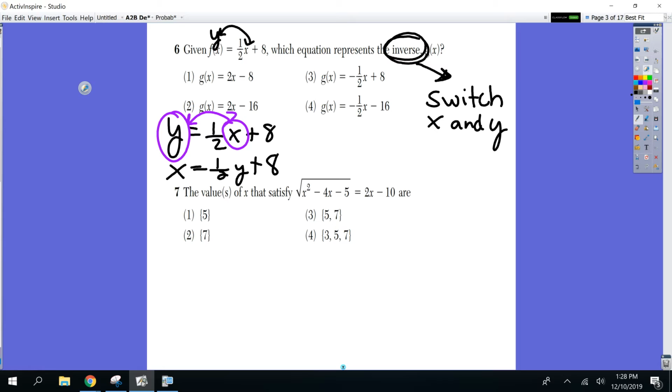Look at all the multiple choices. They're all solved for y. So I can't leave it x equals. All right, I cannot leave it x equals. I need to solve for y. What's your first step to getting y by itself?